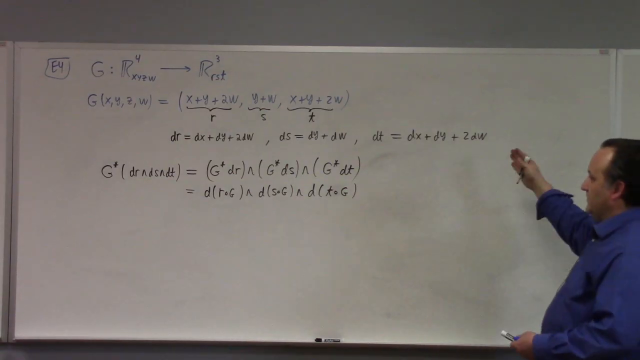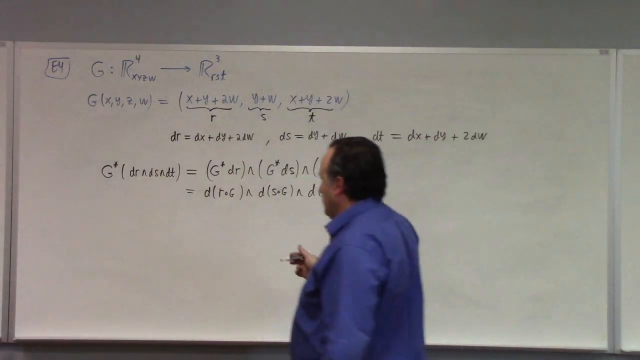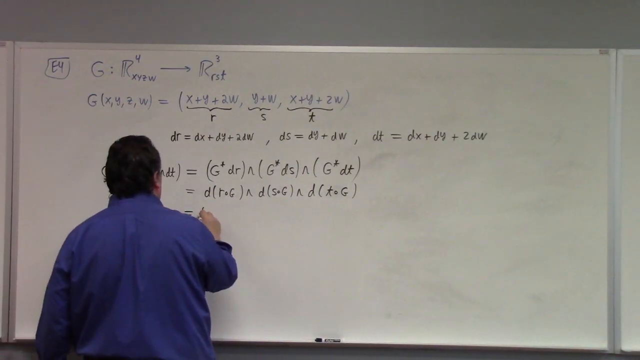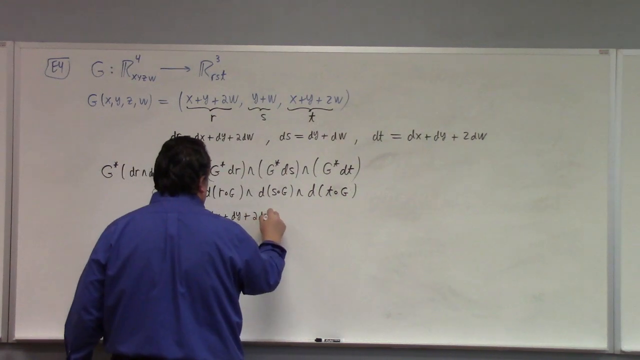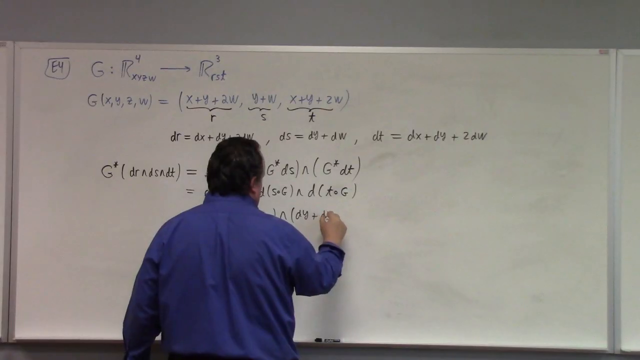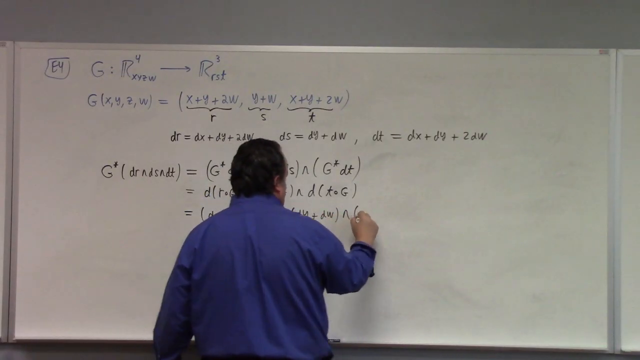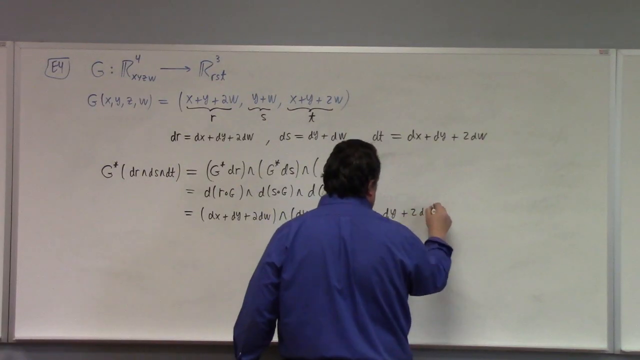Of course, we already have those right here. That's what we calculated already. So just put those down here. We got dx plus dy plus 2dw wedged with dy plus dw wedged with dx plus dy plus 2dw.